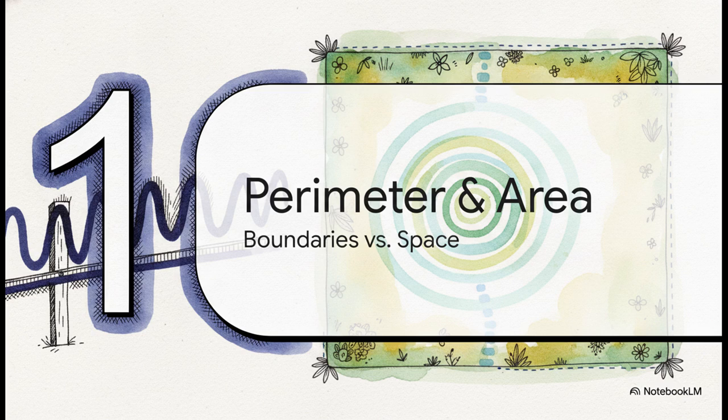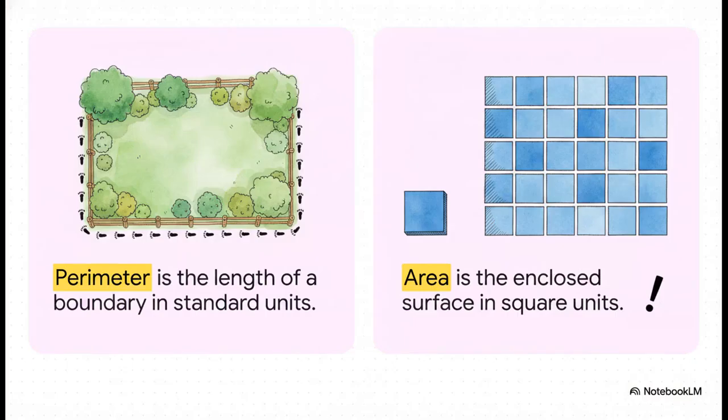Boundaries versus space. Let's get the absolute basics down. Perimeter is really just the total length of a flat figure's boundary, right? It's strictly one-dimensional, so we measure it in standard units, think centimeters or meters. If you walked all the way around the edge of a local park, that exact physical distance is your perimeter. Area, though, that's the actual surface trapped inside that boundary. Because it's two-dimensional, it's always measured in square units, like square centimeters or square meters.